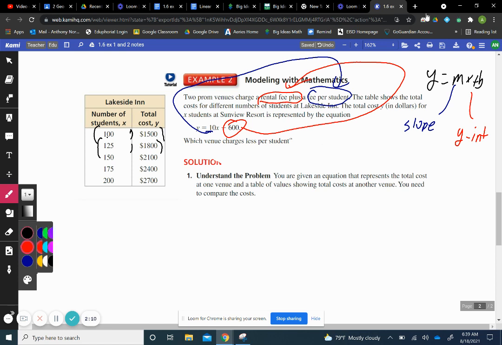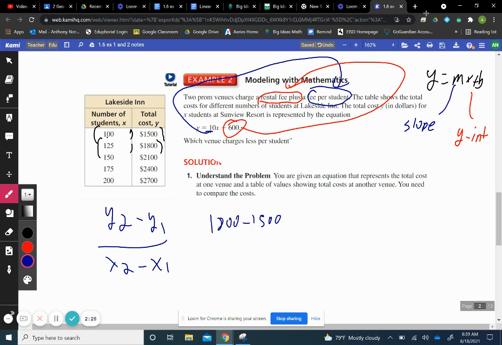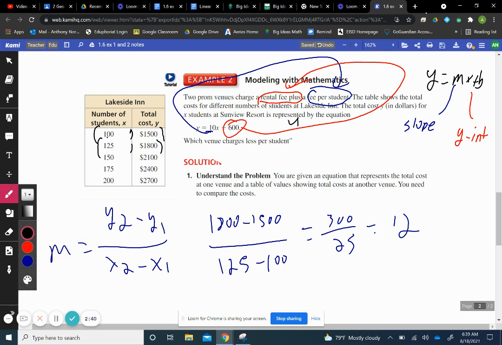So to find our slope, we can use this formula: y2 minus y1 over x2 minus x1. And we plug in the numbers from our chart. So 1800 minus 1500 over 125 minus 100 gives us 300 over 25, which gives us 12. This equals m. So for the equation that we're making, we have y equals 12x plus, we don't know.